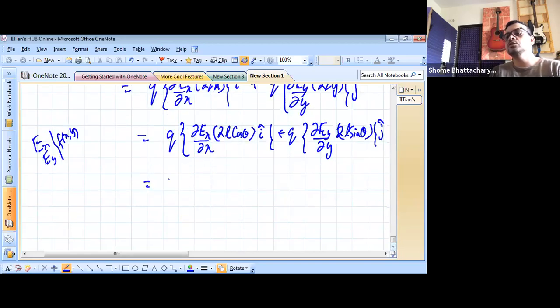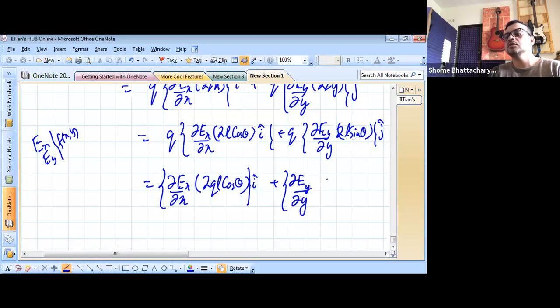Okay, so further when you take the Q inside, this becomes 2 times QL cos theta, which is nothing but the dipole moment's x component. Okay. And this becomes Q into, sorry, del Ey by del y into 2 times QL sin theta, which is nothing but the dipole moment's y component. Okay.